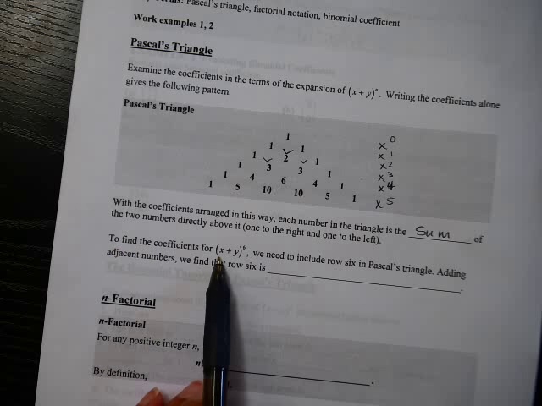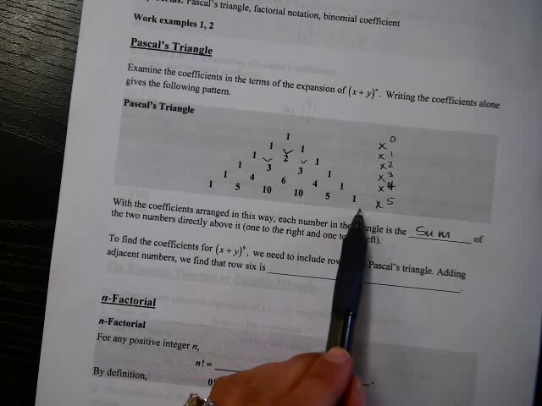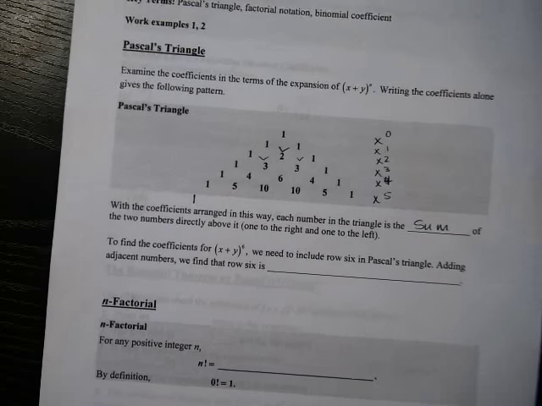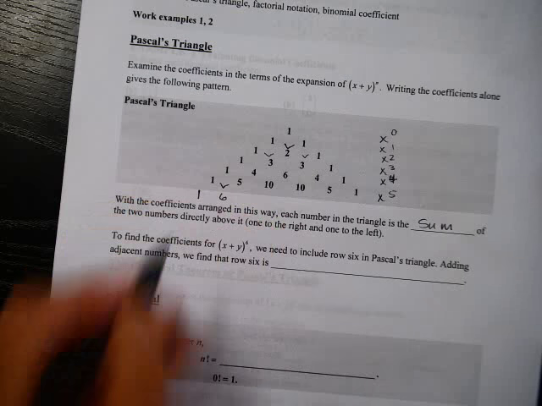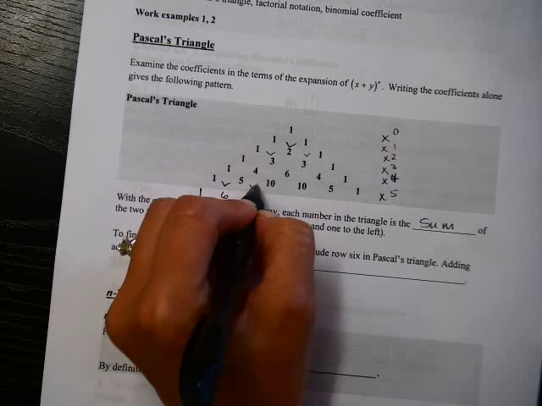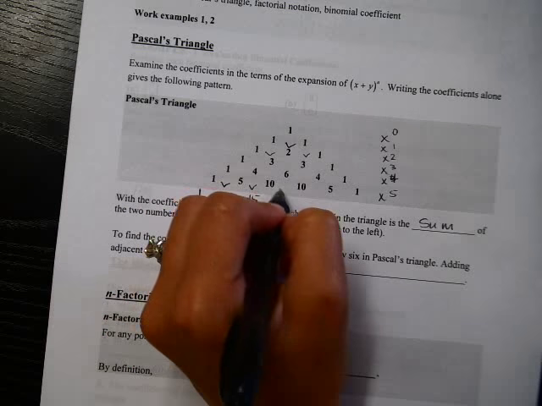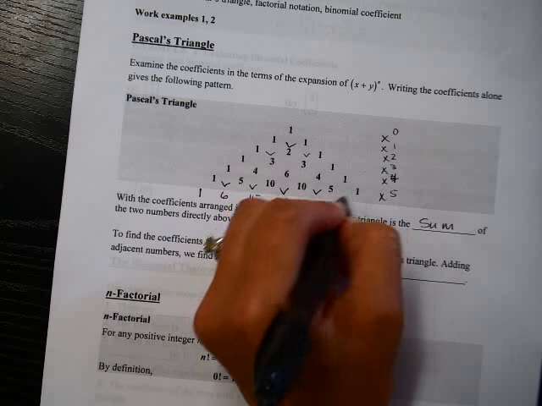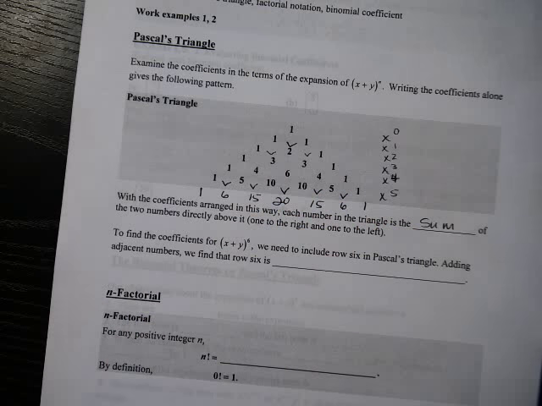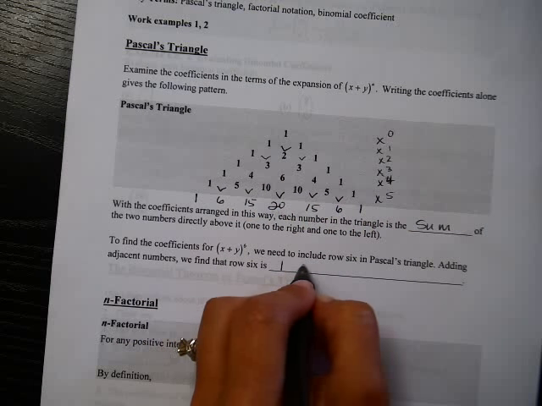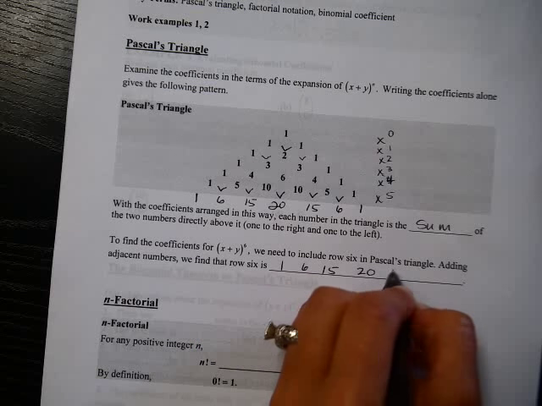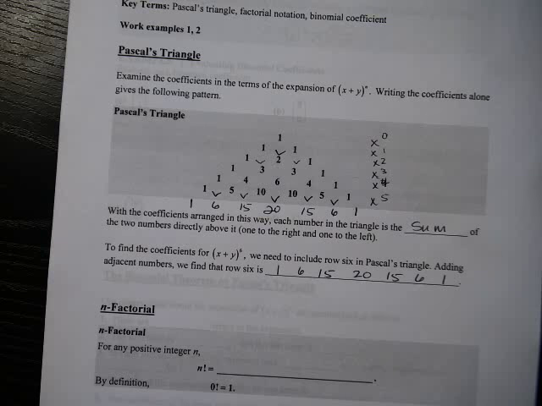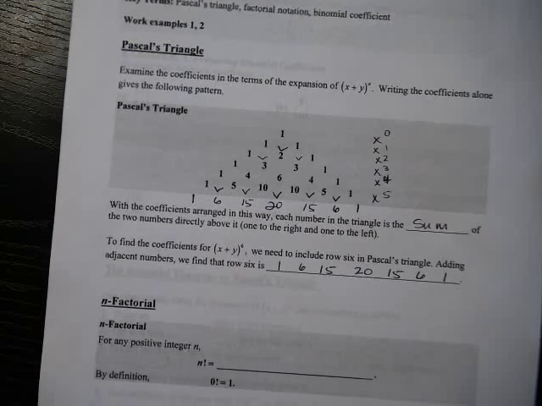So what it wants us to do is find the coefficients for x plus y to the 6th. So we want to go down here and fill out this triangle one more time. You're going to start with the 1, and then remember you add these two together. So 1 plus 5 is 6. 5 plus 10 will be 15. 10 plus 10 will be 20. 10 plus 5, 15. 5 plus 1 will be 6. And then you end the row with a 1. So that's what's going to go here in this next blank: 1, 6, 15, 20, 15, 6, and 1. So that's how you find the numbers in the row of Pascal's triangle. We'll come back and work some problems with those in just a second.